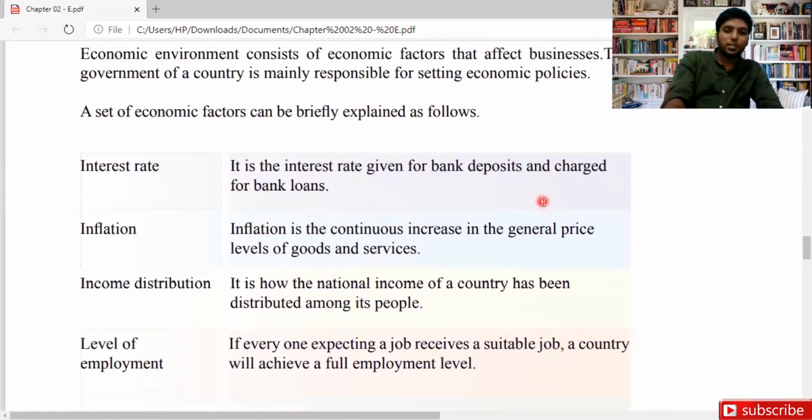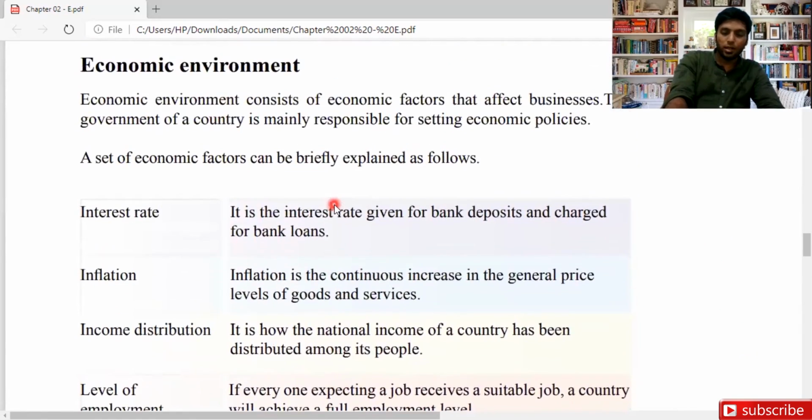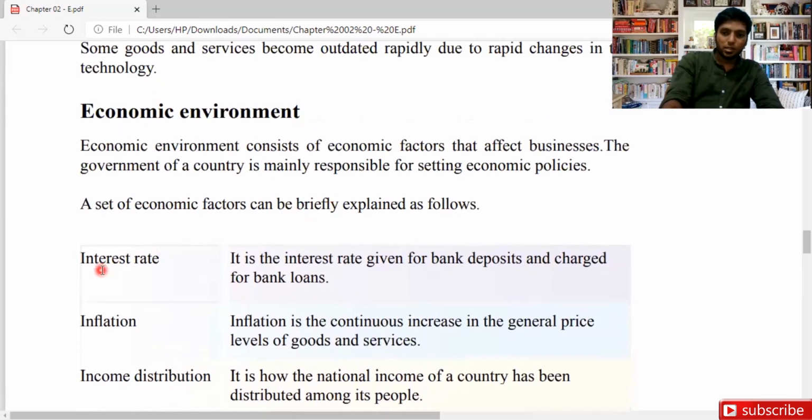Interest rate. It is the interest rate given for bank deposits and charged for bank loans. Now, people don't know what these terms are and how they affect the economy, so let me explain one by one. Interest rate is the amount of rate the bank gives you.